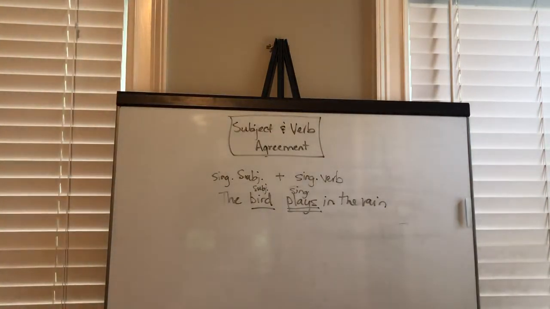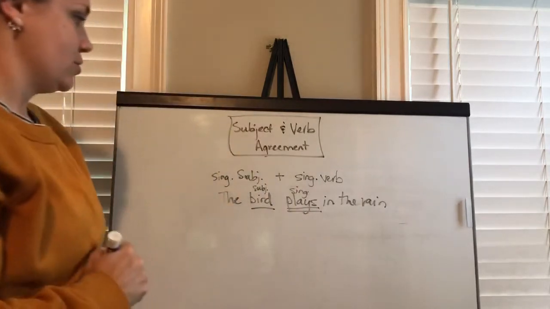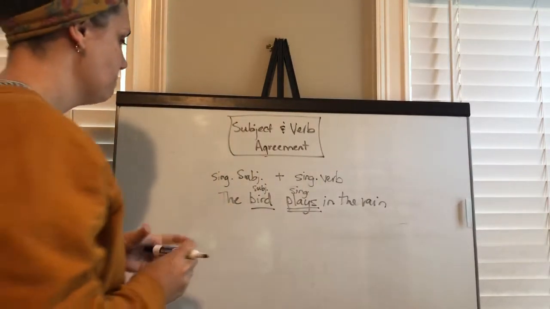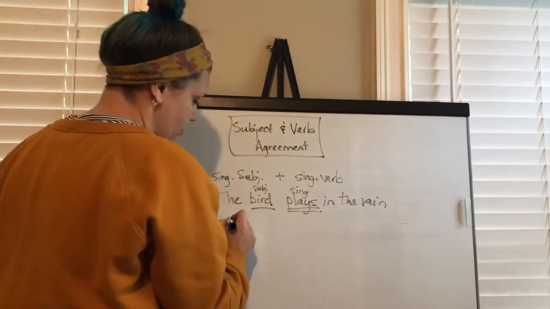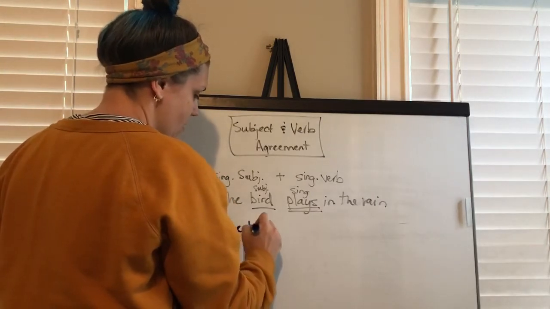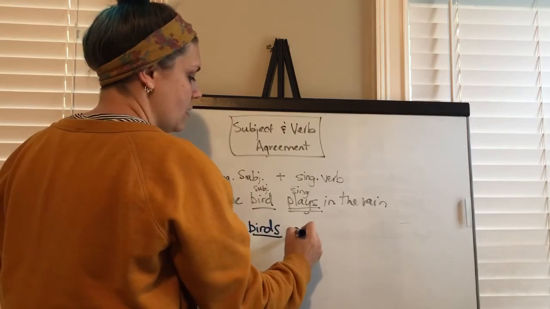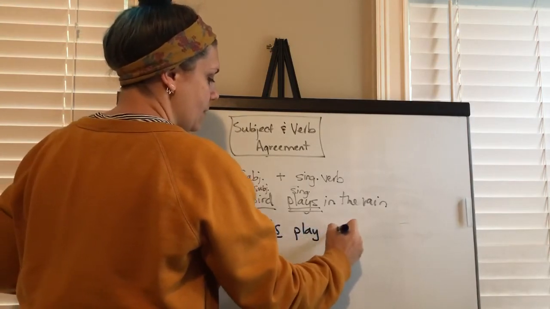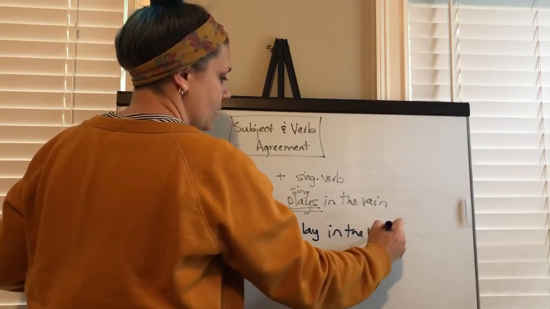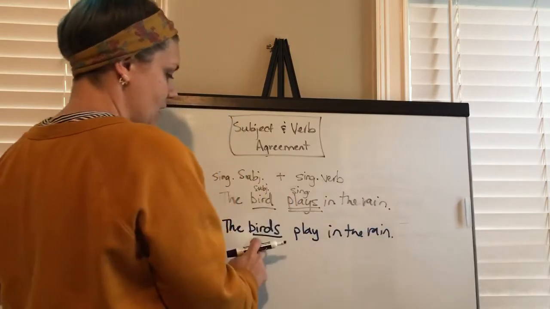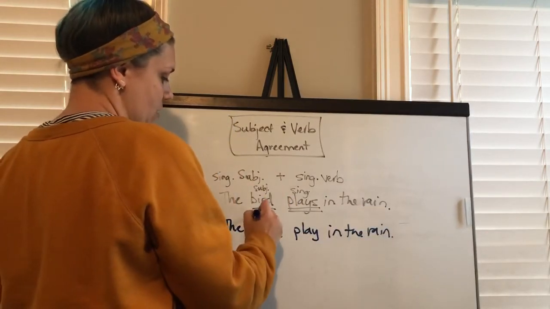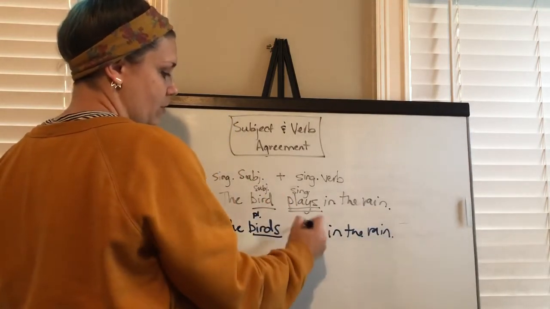But let's look at these. Let's look at this and turn it into plural. The birds, plural, play in the rain. Okay, now I have added a plural subject and I need a plural verb.